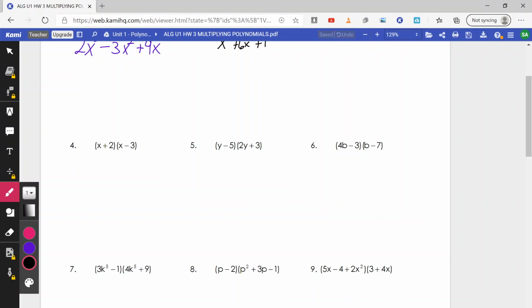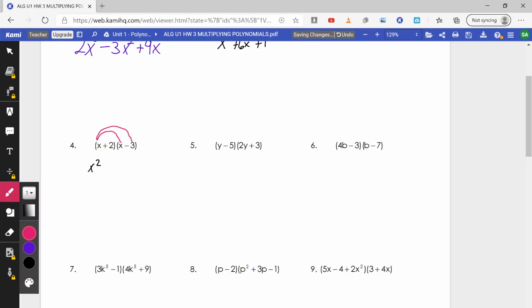I'll tell you what, I'll do 2 of these. One will be distribution, the other will be box method. So using distribution, the item in our first parentheses, whatever they are, will be multiplied times both guys in the second set of parentheses. So I might as well start with the x. I'll multiply the x. X times x gives me x squared. And I also have to multiply it times that minus 3.